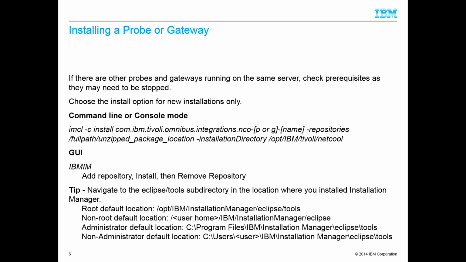The command line or console mode is listed here. It's a very long command, but what it does is add a package repository, install the probe or gateway, and then afterward automatically remove the repository. You can also just do the imcl -c commands, but then you have to add the repository, install, and then remove the repository afterwards. In the example later, I'll be using a local file-based repository. I've downloaded the files from Passport Advantage and placed them locally on the file system.